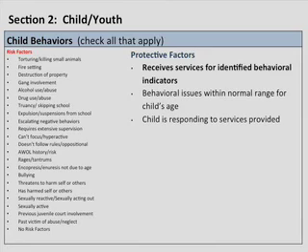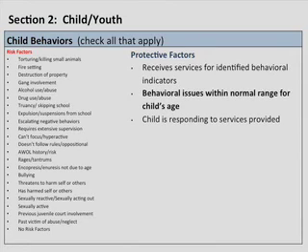On the protective factors side, we have just 3 pieces. The child receives services for identified behavioral indicators. The behavioral indicators are within the normal range for the child's development.